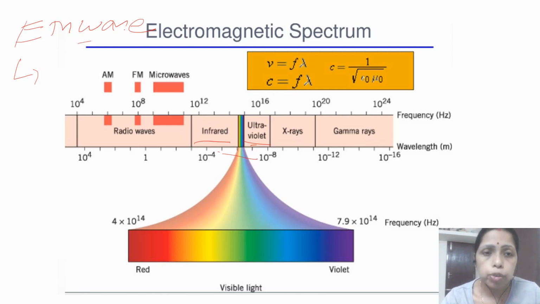I told you that an electromagnetic wave consists of the electric field as well as the magnetic field. When the electric field and magnetic field both vary, it gives one electromagnetic wave. This is related to the entire electromagnetic energy, so there is a range of the spectrum.